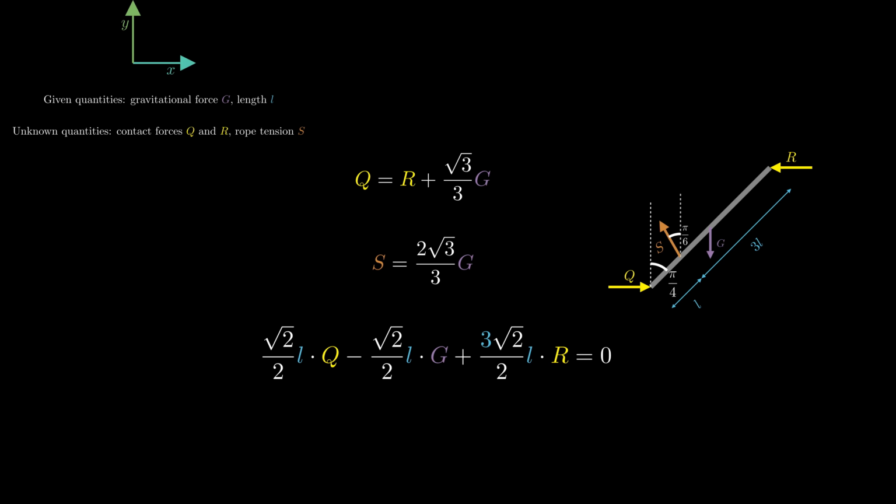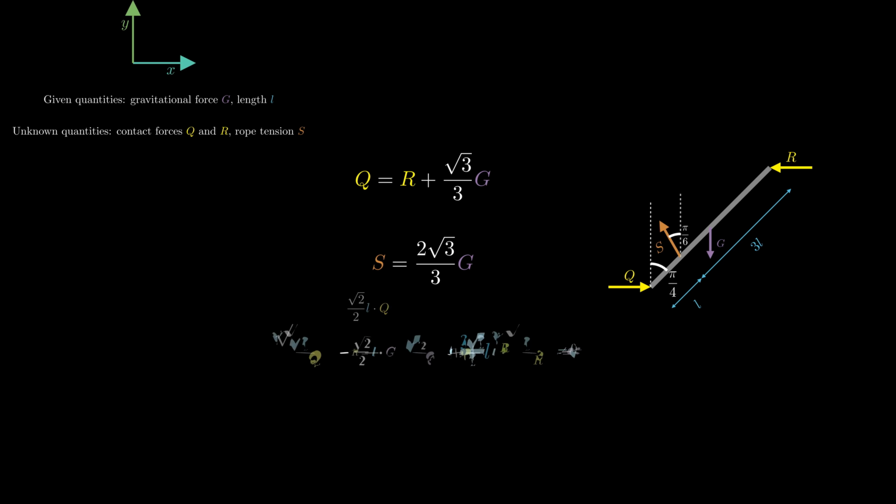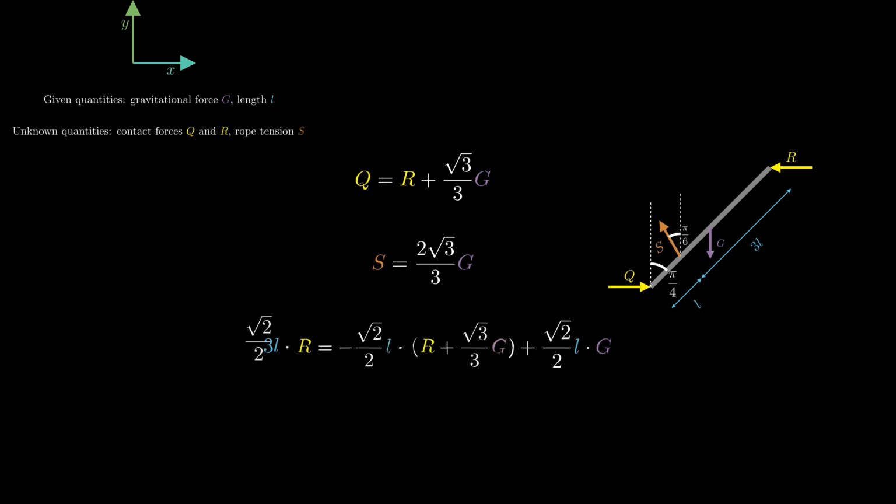Next, we rearrange the third equation for R. As you can see, we can substitute the expression for Q from the first equation into the third equation, leaving only one unknown, namely R. After some clever factoring and simple rearrangements, R is now fully defined in the third equation.